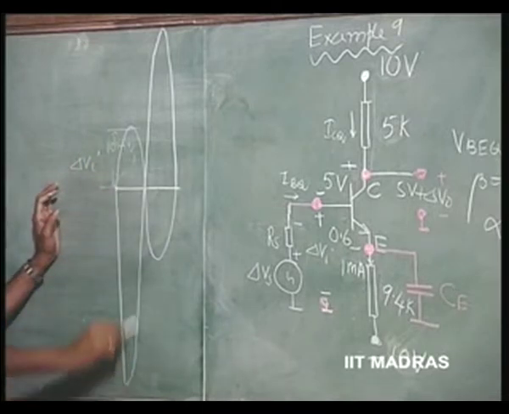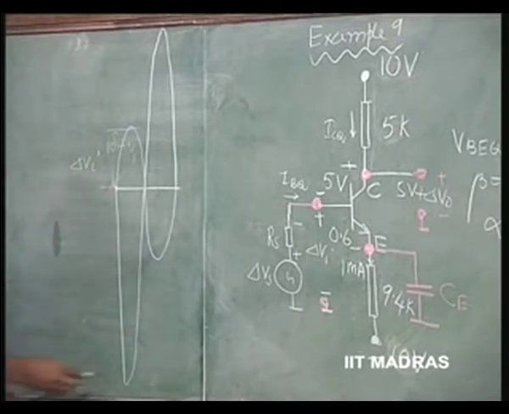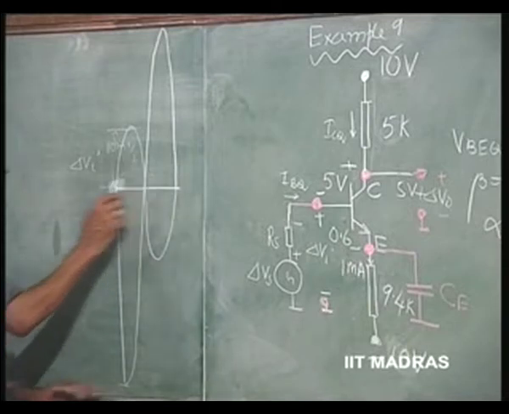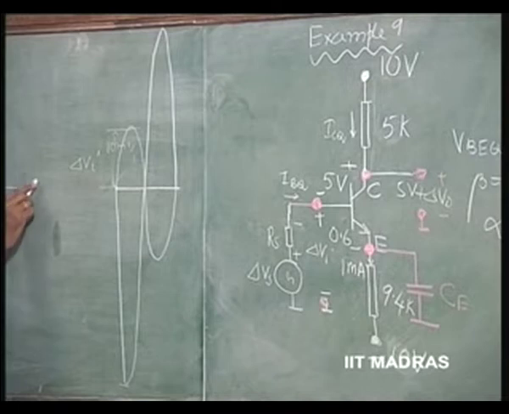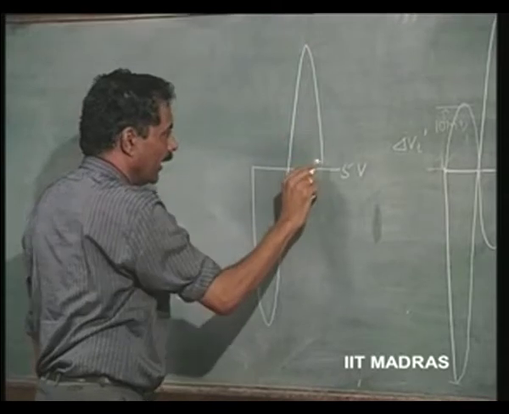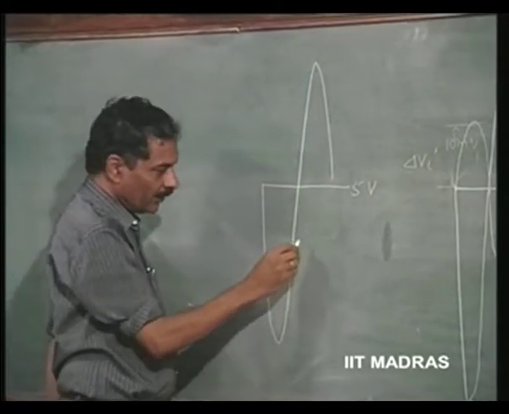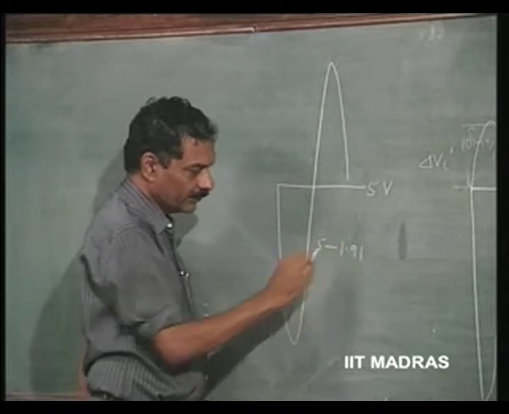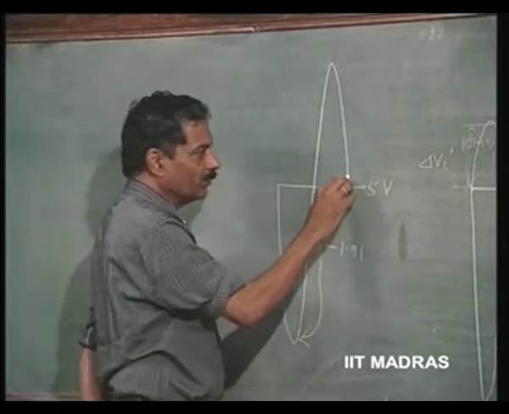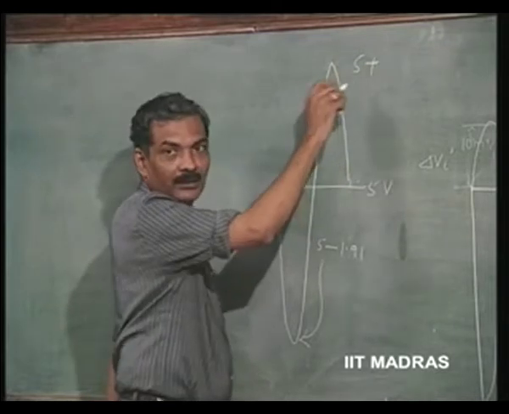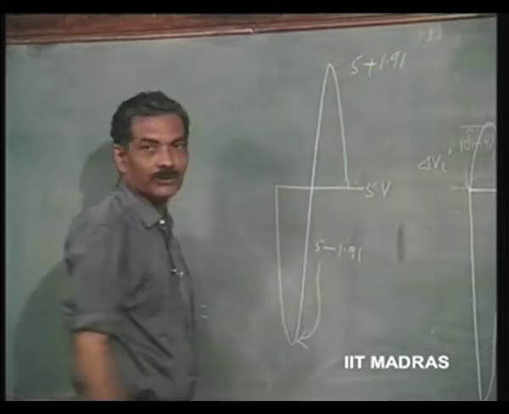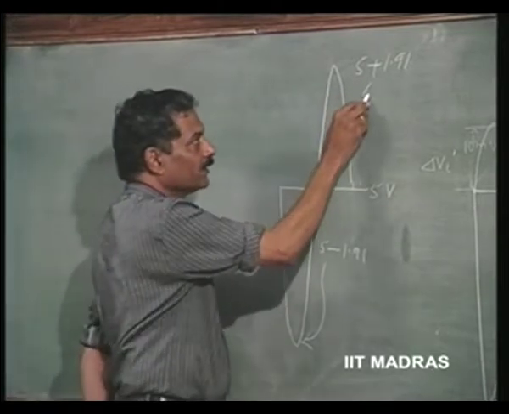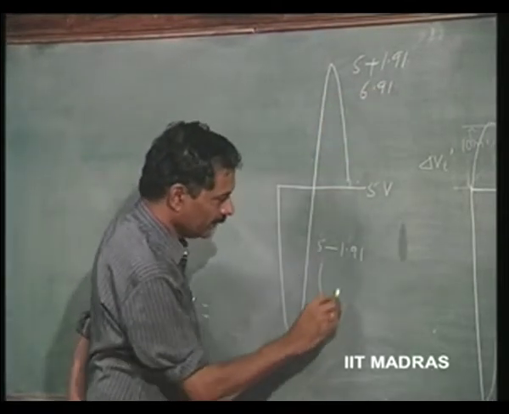Then this will be 10 into 191, that means this will be 1.91 volt. Around 5 volts, so the quiescent state of this output will be around 5 volts, and it will be decreasing like this and going like this. And 1.91, that means 5 minus 1.91 is this point, and this point is going to be 5 plus 1.91 volts.